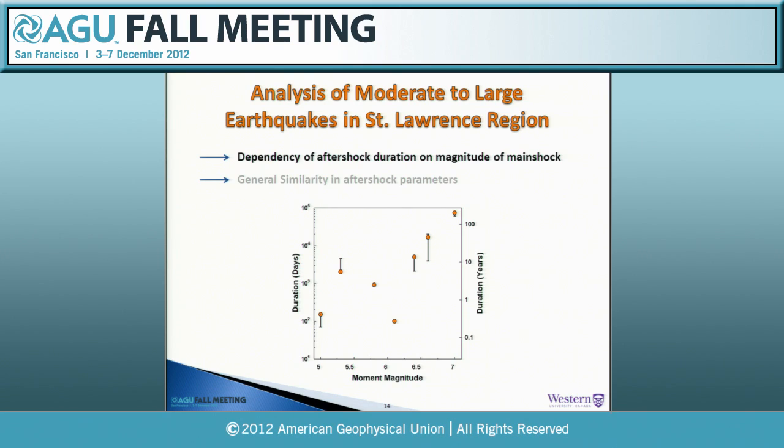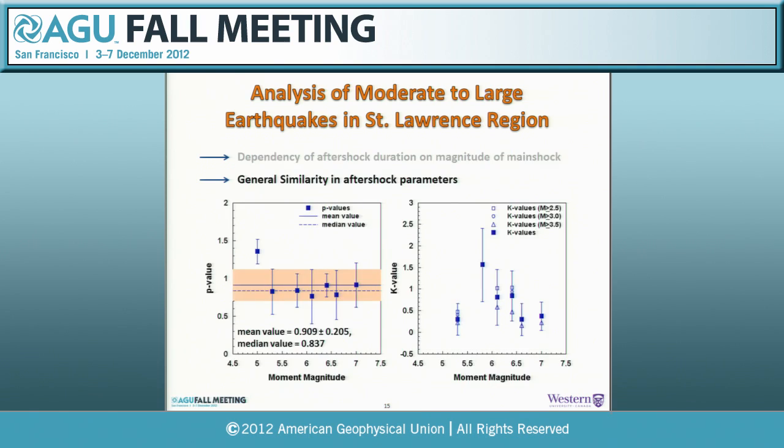Next, please. We also performed the same analysis for other major earthquakes in the St. Lawrence region, and the duration of the aftershocks, which is plotted here against the magnitude of the main shock, varies between a few years to 200 years for the 1663 Charlevoix earthquake, which could be considered a relatively short duration for overall aftershock sequences in the region. And it is also quite interesting that the duration of the aftershocks appears to increase. Next, please. Increase with a linear trend against the magnitude of the main shock.